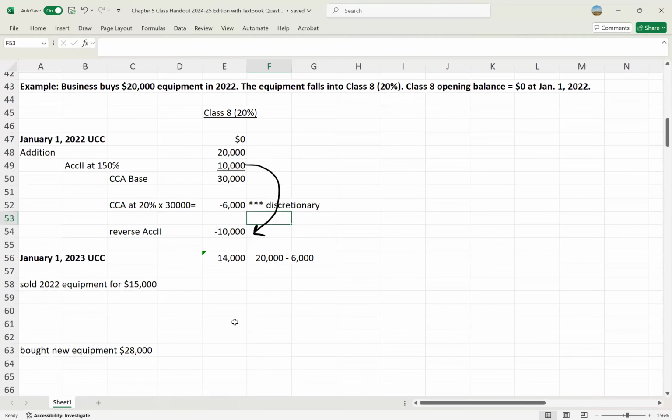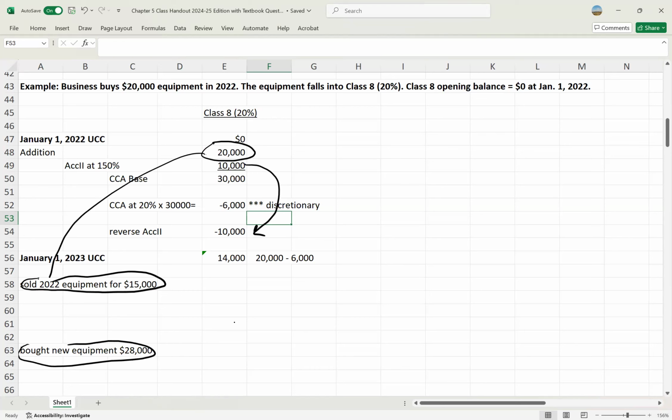Let's say in 2023, that piece of equipment that we bought last year, we sold for 15,000. So the equipment that we bought last year for 20,000, the next year we decided to sell it for 15,000. And then we bought a new piece of equipment for 28,000. So that old equipment just wasn't meeting our needs. We sold it. Of course, we couldn't get the 20,000 for it because it was used equipment. So we got 15,000.